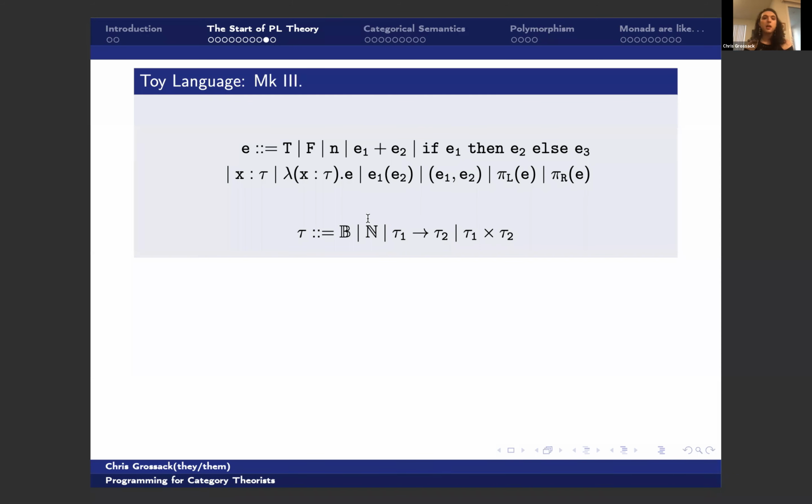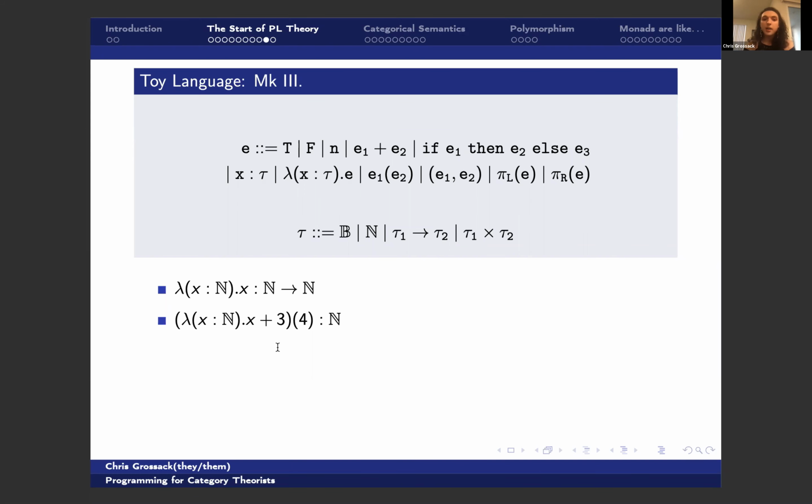So for instance, I'll show some examples in a moment. But if I have some lambda term, it's going to have this function type. And if I have some product term, it's going to have some product type. So examples: lambda x goes to x, which is just the identity function, right? It takes in an x and then it spits out an x. That has type nat arrow nat.